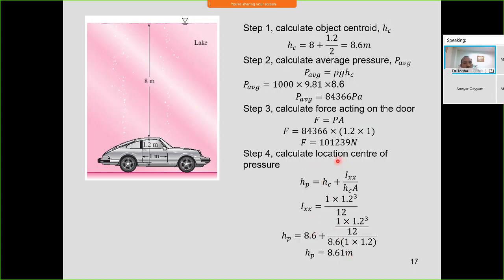So to discuss if the people can open the door or not, the hydrostatic force acting on the surface is 101,239 Newton. So you can imagine it's about how much? If we take g equal to 10, it's about 10,123 kilogram. An average man, I think, can handle about 100 kilogram at the most. So this hydrostatic force is acting like 10,123 kilogram pushed toward the door. So that's why normally people cannot open the door in the case of a car plunged into the lake.